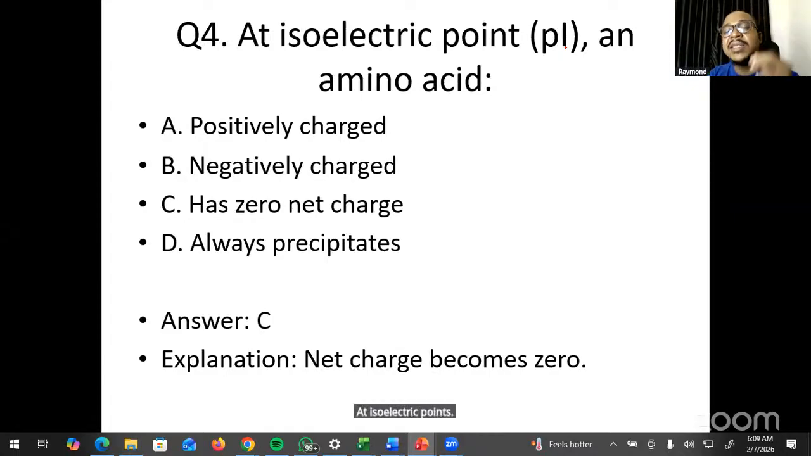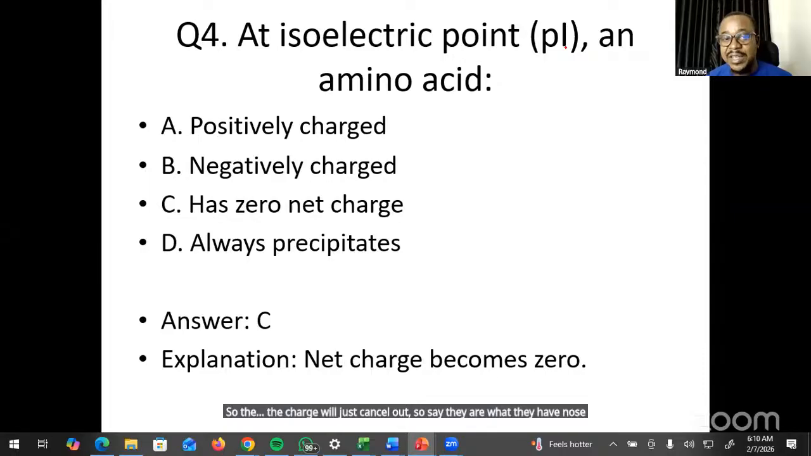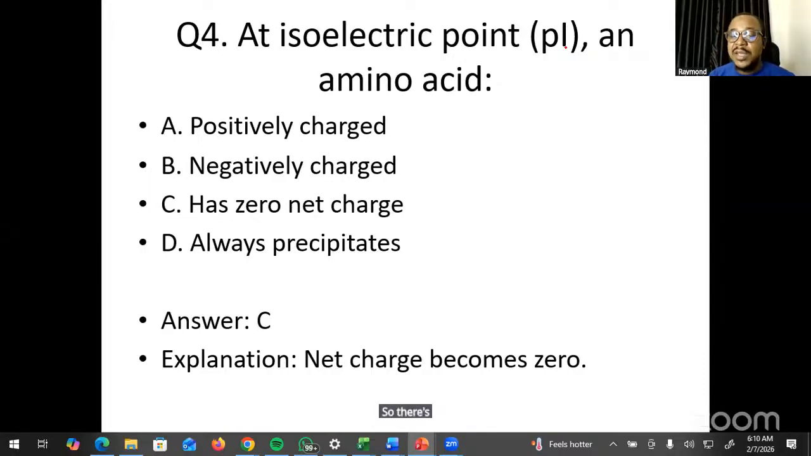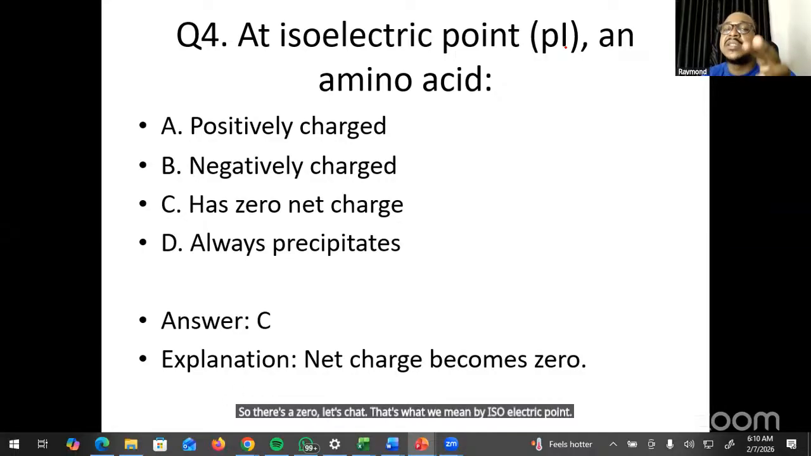At isoelectric point, pI, an amino acid is what? Is neutral. Isoelectric. When you say iso, it means equilibrium. Isoelectric, when the positive charge is equal to the negative charge. So the charges will just cancel out. So they have no net charge. It means there's a zero net charge. That's what I mean by isoelectric point. Isoelectric means neutral.